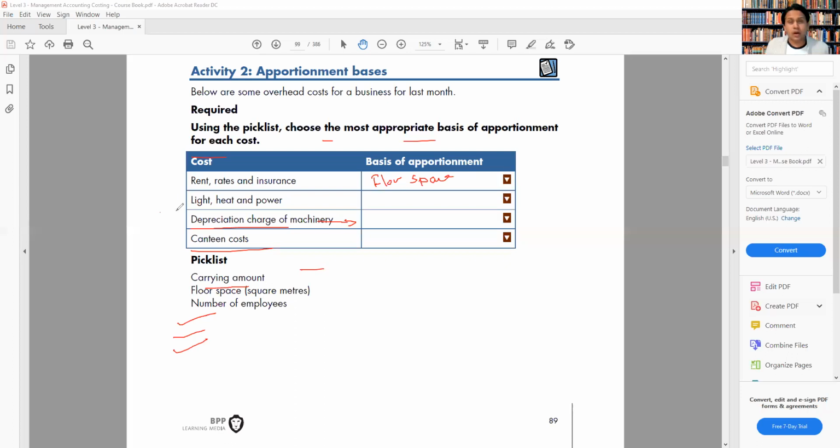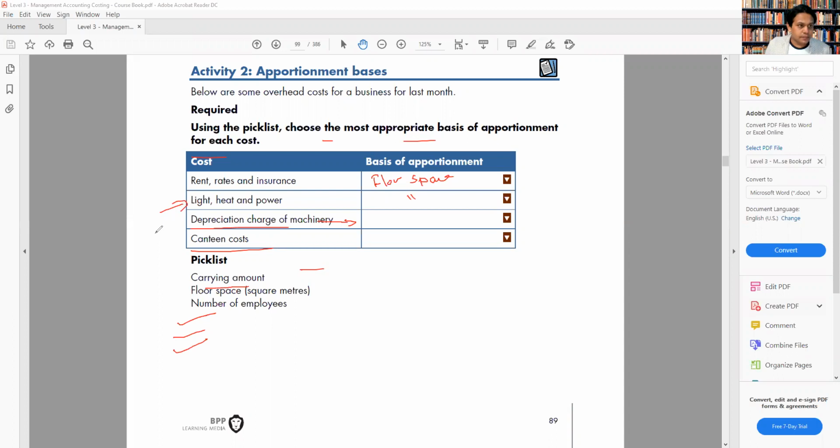So let's move to the next one. Light, heat, and power. So heating and lighting, basically gas and electricity. What do we think is the most suitable basis of apportionment? If I want to split the heat and lighting, or gas and electricity, we'll go for the same one. Floor space. Very well done.